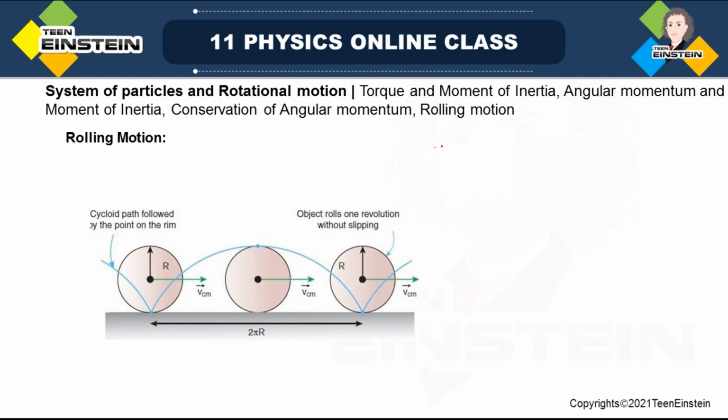And if I tell you what the rolling motion is, you can just imagine how the wheel of your bicycle moves forward. What it does, actually, it rotates as well as it translates. So it has actually two motions. One is rotational, another one is translational motion.